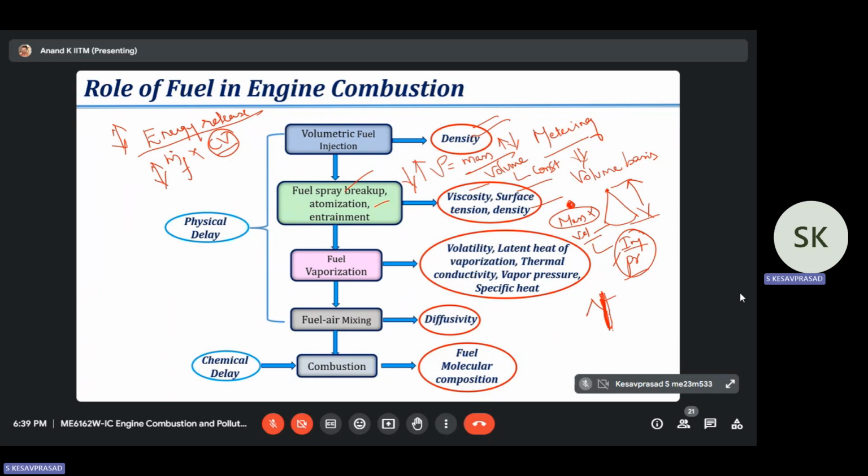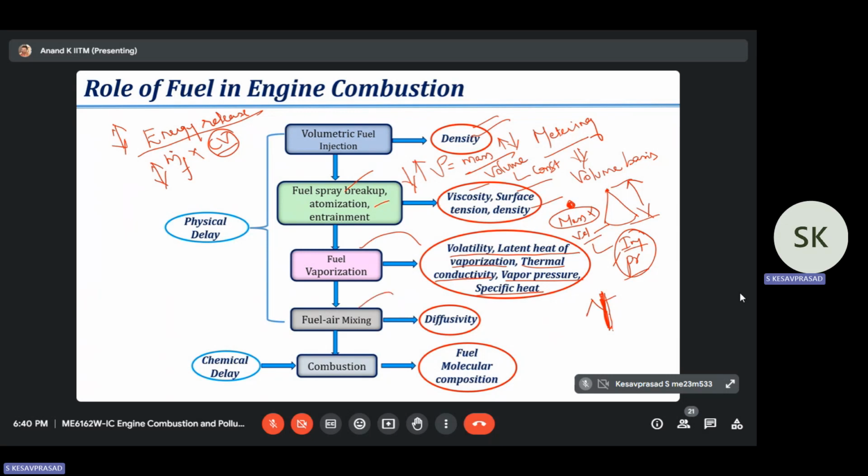This vaporization happens by the fuel absorbing latent heat from air, and you have a bunch of properties indicated here. Volatility is the boiling range of the fuel, then latent heat, which we just discussed, thermal conductivity, vapor pressure, specific heat. All these are referred to as thermophysical properties. These thermophysical properties will decide the rate of vaporization. The rate at which the vaporization happens is governed by these properties. So we need to have better thermophysical properties so that the vaporization rate is increased. This is what is being influenced by the fuel through its thermophysical properties. It affects the rate of vaporization.